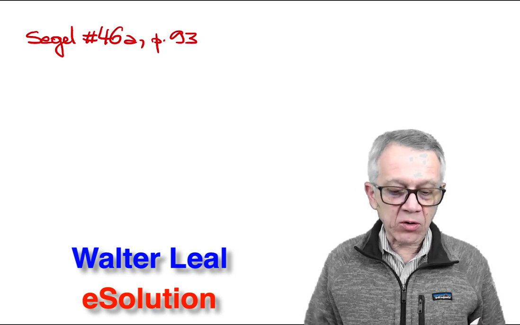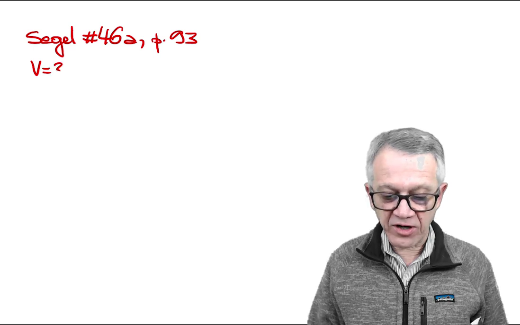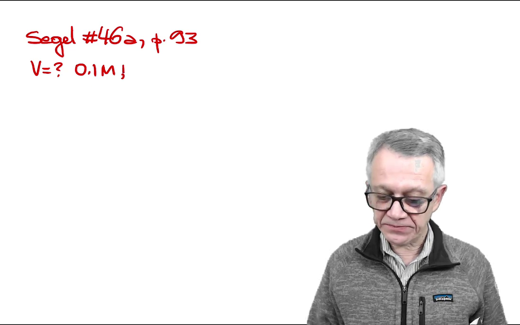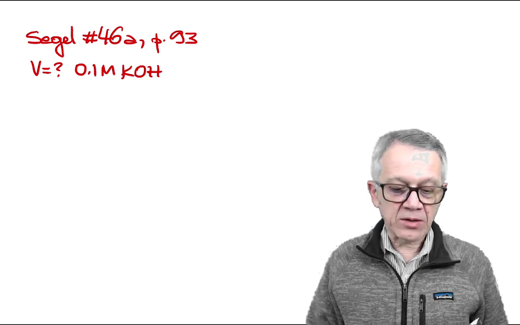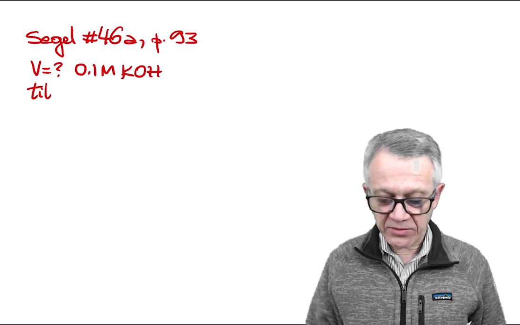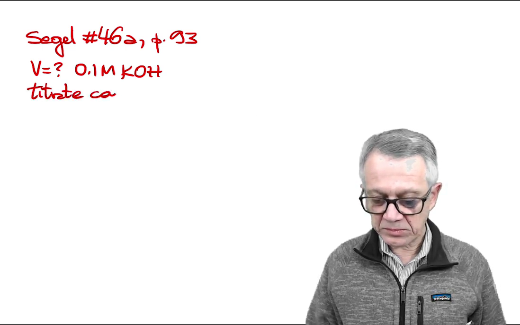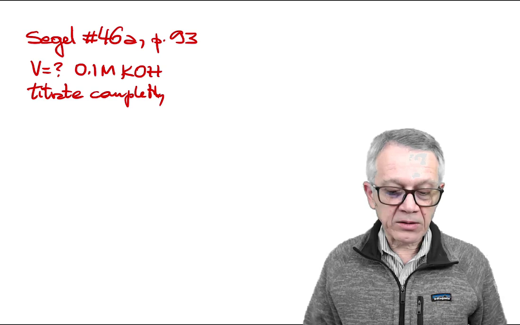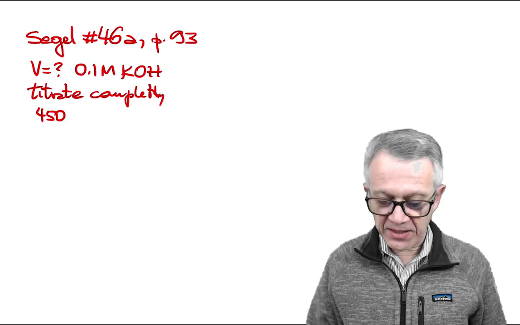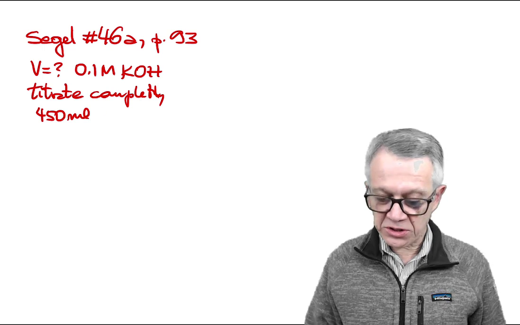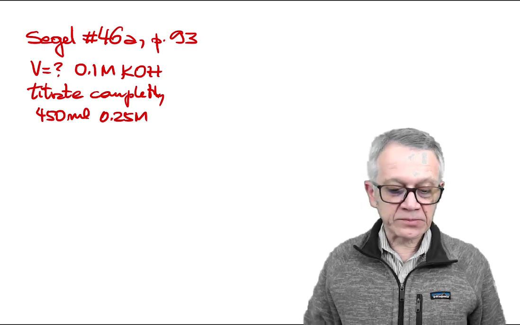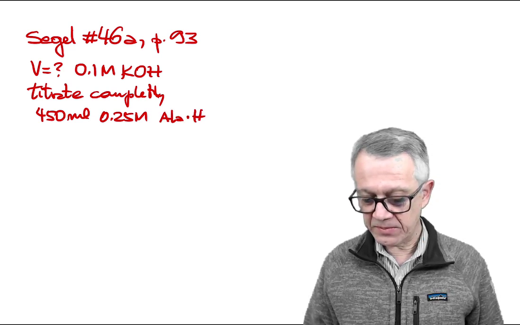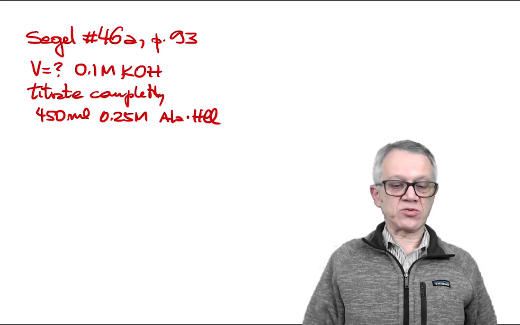And this problem asks to calculate the volume of a 0.1 molar solution of KOH required to titrate completely 450 milliliters of a solution 0.25 molar alanine hydrochloride. Okay, so that's what this problem is asking.